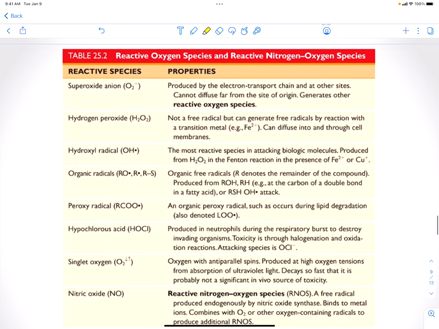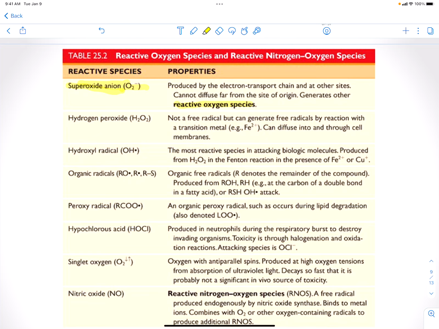So this is a list of our reactive oxygen species and reactive nitrogen oxygen species. Again, we have that superoxide anion, which is common, and it's going to grab an oxygen during normal metabolic processes. And this can be a stepping stone for making more reactive oxygen species. The other thing to note is that reactions involving this radical and other radicals occur in chain reactions.